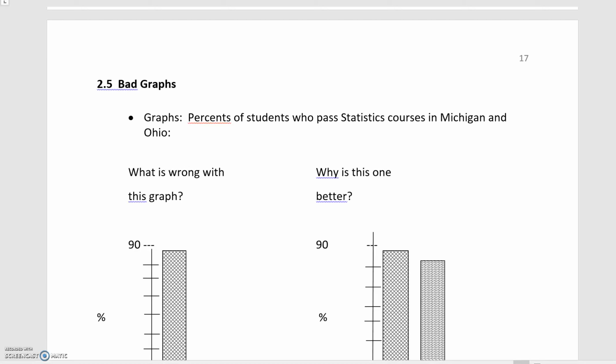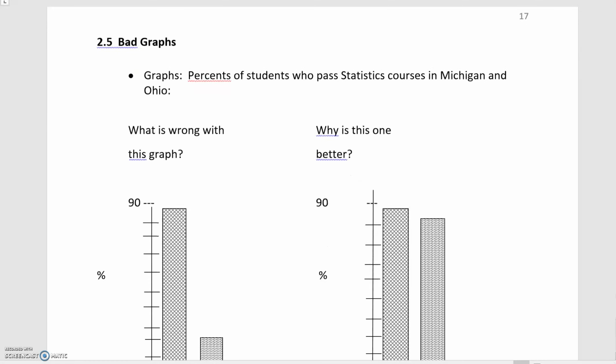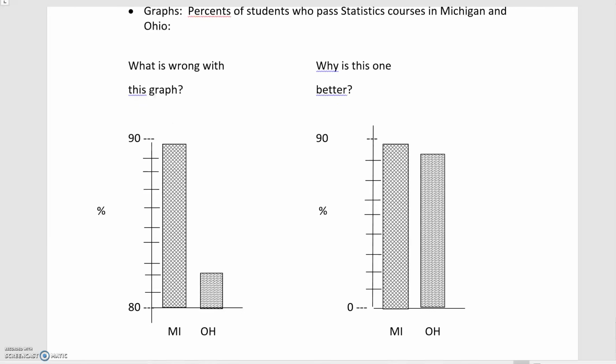Now we're going to talk about some ways that graphs can be misleading. So the first thing we're going to talk about are bar graphs. We have two graphs here that represent the percents of students who pass statistics courses in Michigan versus Ohio. Now notice this graph right here, it looks like about 4 times as many students passed in Michigan than Ohio.